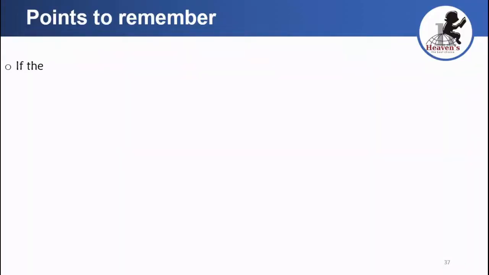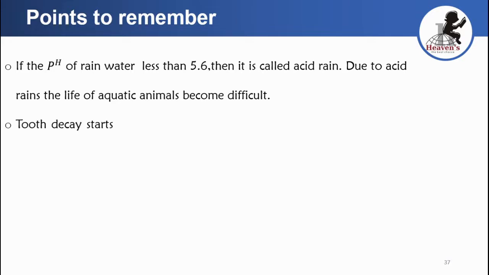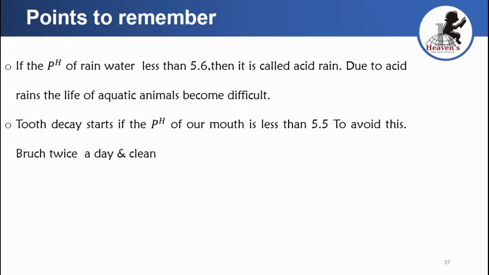Next, points to remember. If the pH of rainwater is less than 5.5 or 5.6, then it is called acid rain. Due to acid rain, the life of aquatic animals becomes very difficult. And next one is tooth decay. Tooth decay starts if the pH of our mouth is less than 5.5. To avoid this, brush twice a day and clean our mouth after eating.